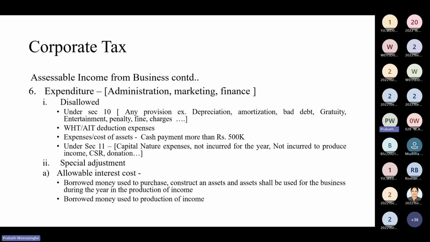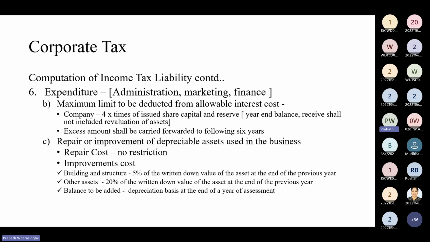So in that case, it says in case of the company, 4 times of the issued share capital and reserve. Remember, in our examination context, the question is related to corporate taxation, which is relevant to the company. So in such a situation, this section is applicable. So it says 4 times of issued share capital and reserve. That is the year-end balance we are using.